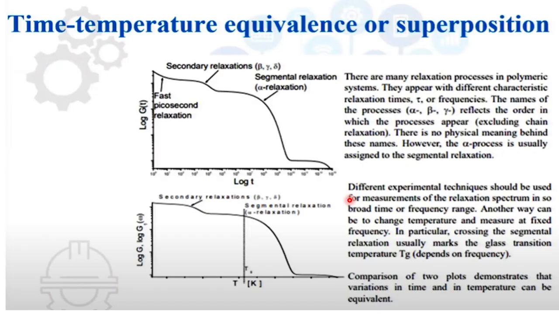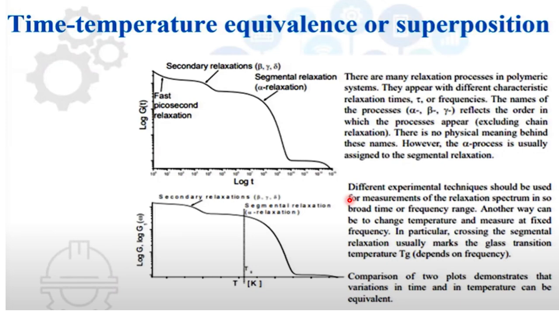That means whenever there is a polymer backbone, for example EVA, there is also a segmental part, and that will also have some vibration frequency, and to detect those frequencies there is a time boundary. So different experimental techniques would be used for measuring the relaxation spectrum in such a broad time and frequency range.